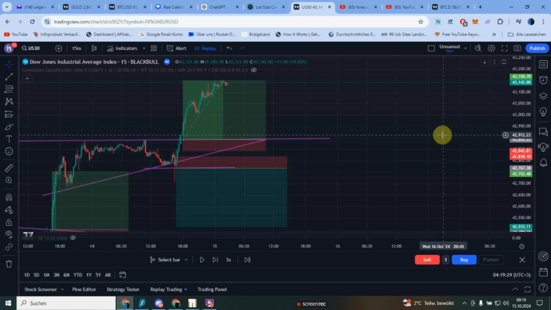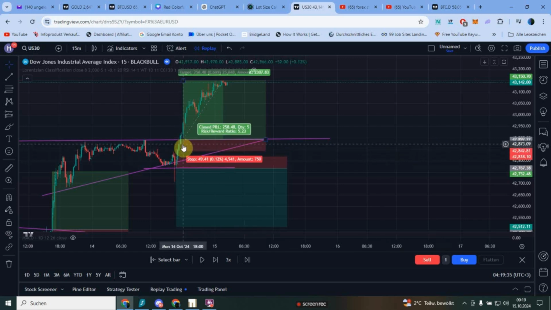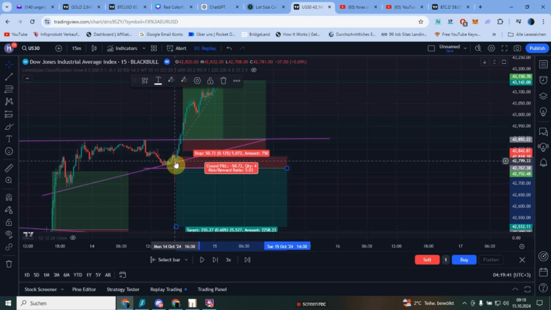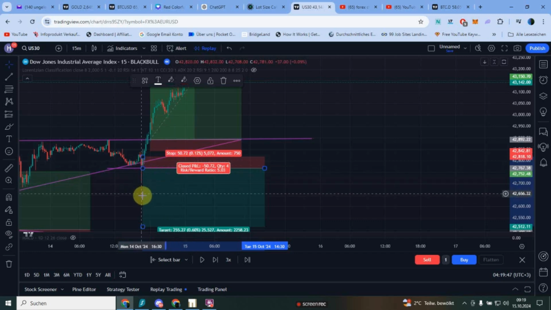This strategy works at 8:30 New York time when the market is open. I can show you that here at 16:30, that's about 8:30 in New York. That means the price is breaking to the downside at 16:30, then immediately reverses and goes up.